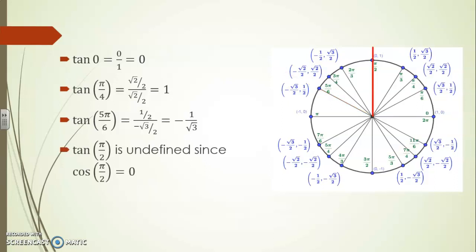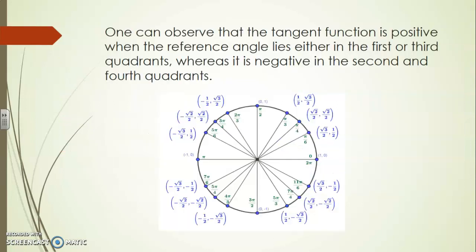At pi over 2, we have a bit of an issue because trying to divide sine of theta over cos of theta will create a division by 0. Also recall that the slope of the line is undefined. One can observe that the tangent function is positive whenever the reference angle lies in the first or third quadrants. So any line through the origin in these quadrants would have a positive slope, and therefore the tangent would be positive. Whereas the tangent function will be negative in the second and fourth quadrants.